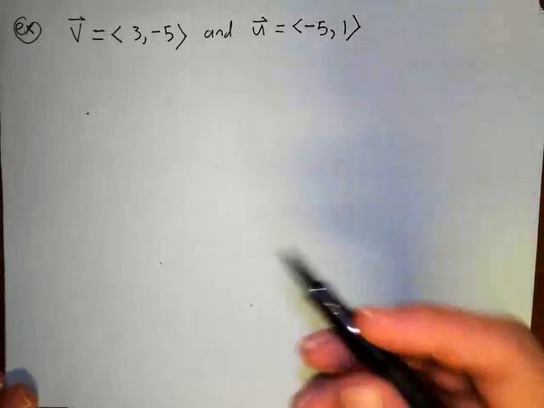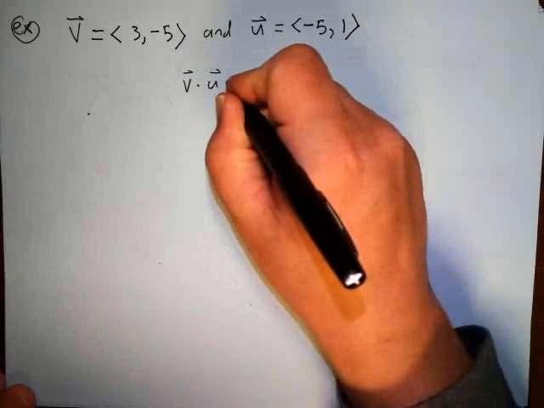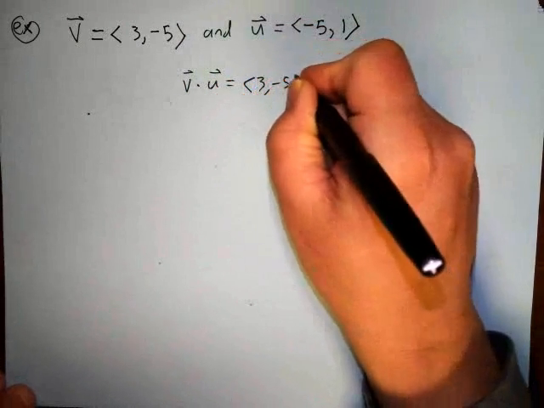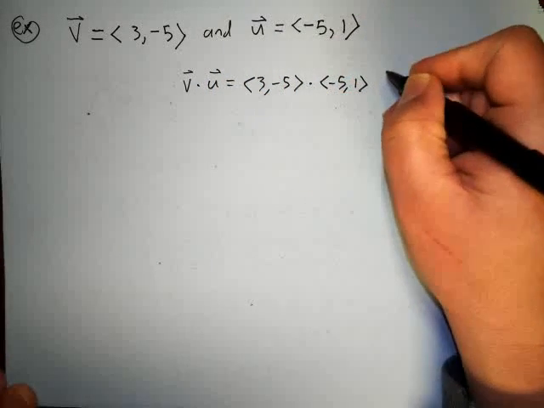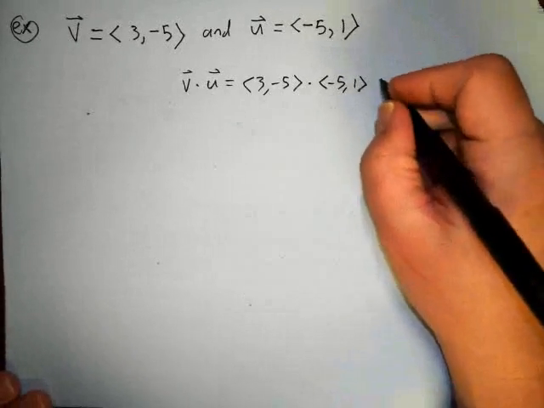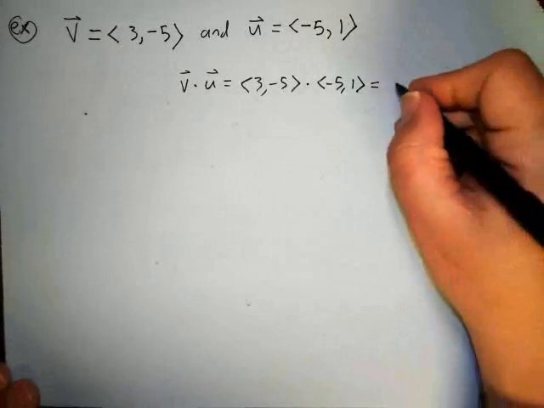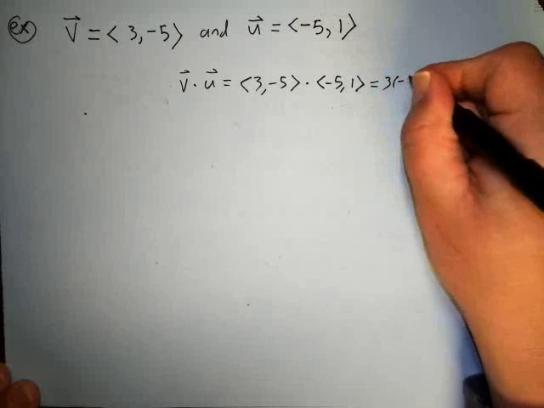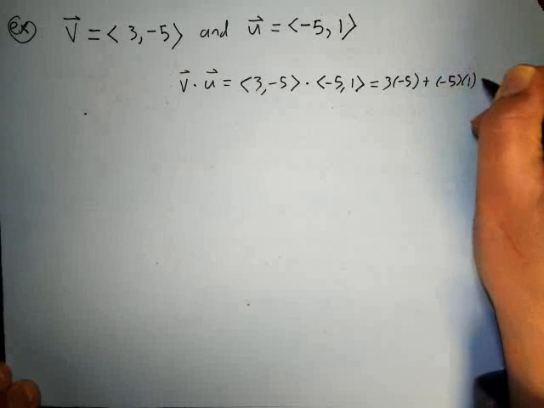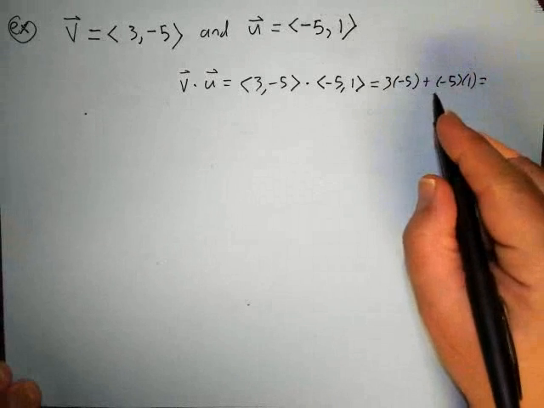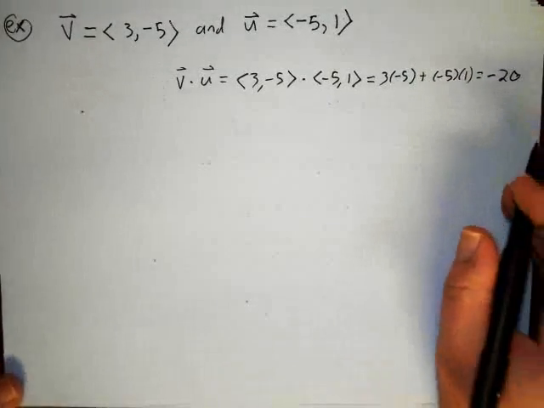Okay, so let's see how you did here. So I'm going to first do the dot product between these two. And so this would be 3, negative 5, dot, negative 5, 1. So I'm going to take 3 times negative 5 plus negative 5 times 1. So this is negative 15 plus negative 5, so this is negative 20. Okay, so that's my dot product.